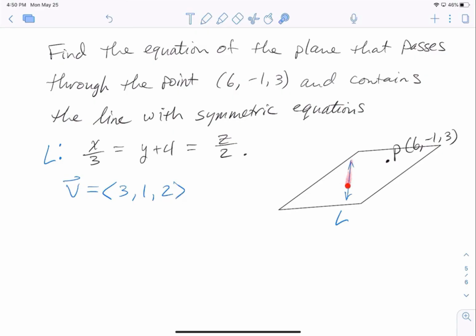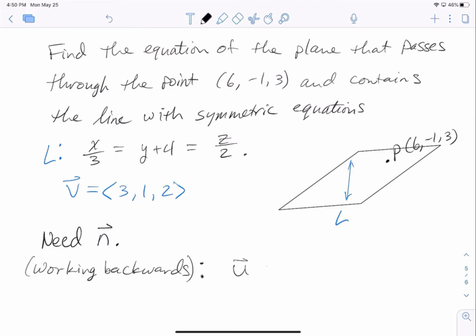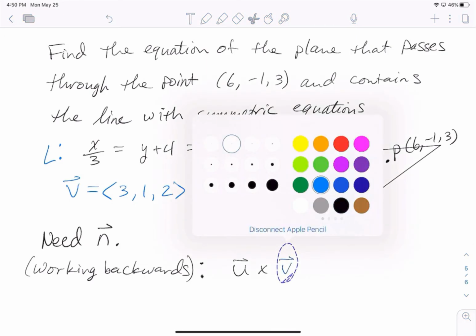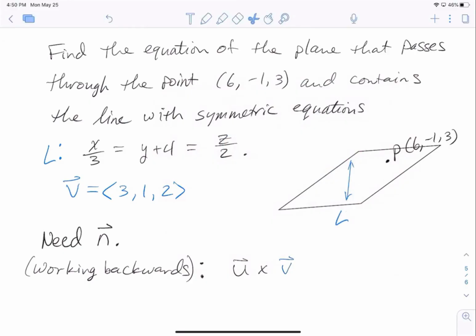Since that exists in the plane, we have a vector on the plane and we have a point on the plane. But what is it that we actually need? We're trying to come up with the equation of a plane. We need the normal vector for the plane. In order to come up with the normal vector, working backwards, we need two vectors u and v so I can find their cross product. Well, we already have a vector v. We need a vector u.